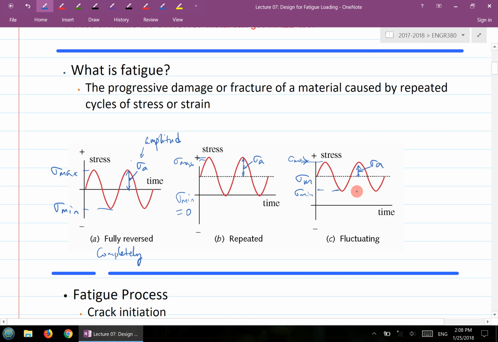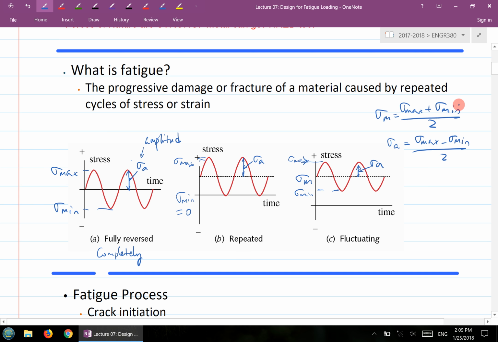Particularly for the last one, the relationship between sigma min, sigma m, and sigma max: your sigma m is equal to sigma max plus sigma min over 2. And the sigma A is sigma max minus sigma min over 2. That's the relationship, and we'll do some exercises later. Essentially, sigma max and sigma min come from the maximum load force or minimum load force.